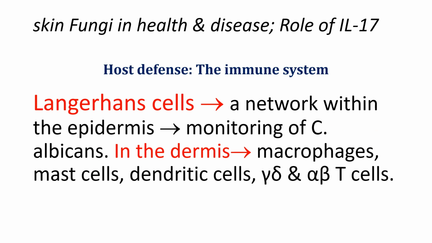Langerhans cells, which create a network within the epidermis, have been demonstrated to aid in the monitoring of Candida albicans by serving as antigen-presenting cells. In the dermis, several types of tissue-resident immune cells are found, including macrophages, mast cells, various subtypes of dermal dendritic cells, as well as gamma delta and alpha beta T cells.